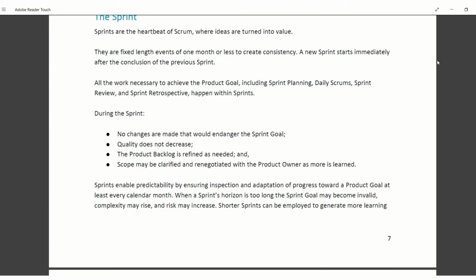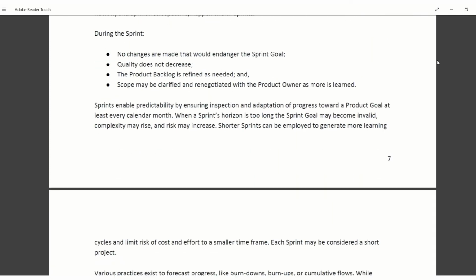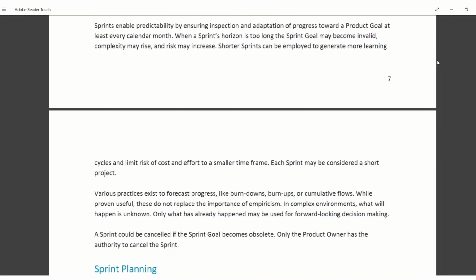A new sprint starts immediately after the conclusion of the previous sprint. All the work necessary to achieve the product goal, including sprint planning, daily scrums, sprint review, and sprint retrospective, happen within sprints. During the sprint, no changes are made that would endanger the sprint goal. Quality does not decrease. The product backlog is refined as needed. Scope may be clarified and renegotiated with the product owner as more is learned.